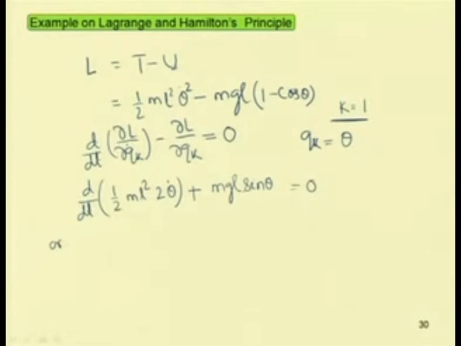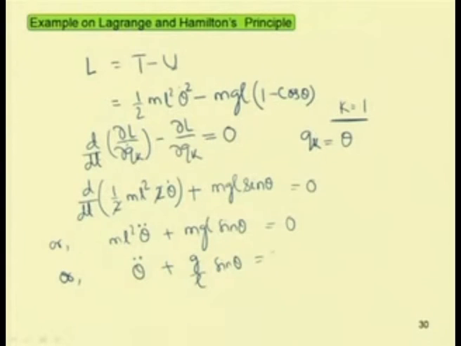So, one can write this, 2 to cancel. So, m L square theta double dot plus mgl sin theta equal to 0, or theta double dot plus g by L sin theta equal to 0.